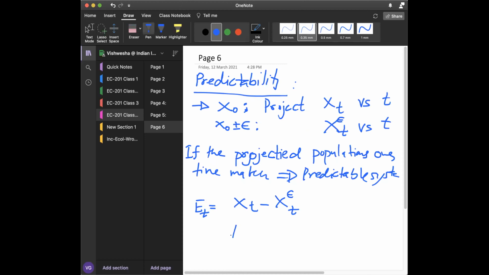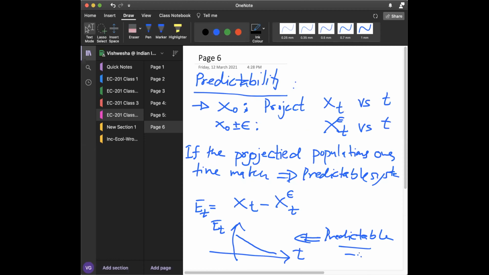What is your expected pattern of ET for a predictable system? It should decay over time, right? It should gradually become zero. It will initially have some variation, but it will decay. This is an approximate graph, okay? I think it should be bounded. It need not be decreasing, it should just be bounded to very small values. Yeah, it should be upper bounded. That's all.